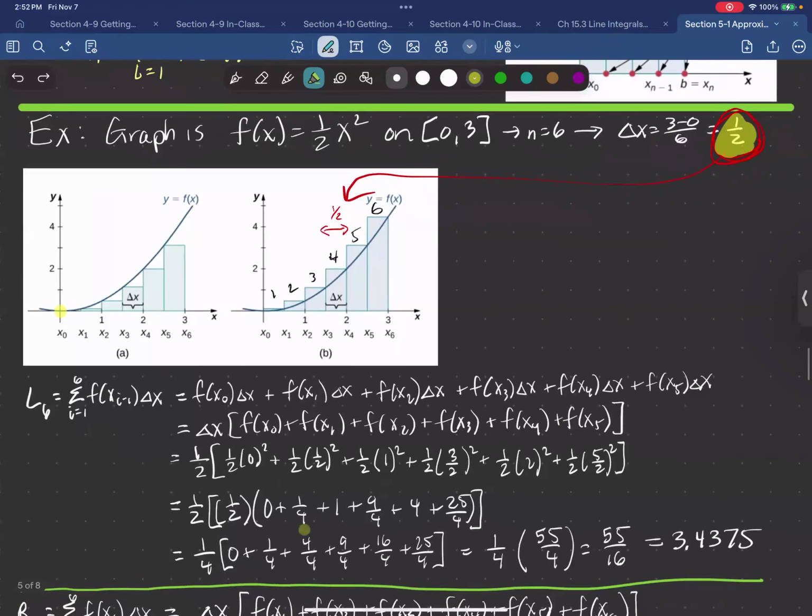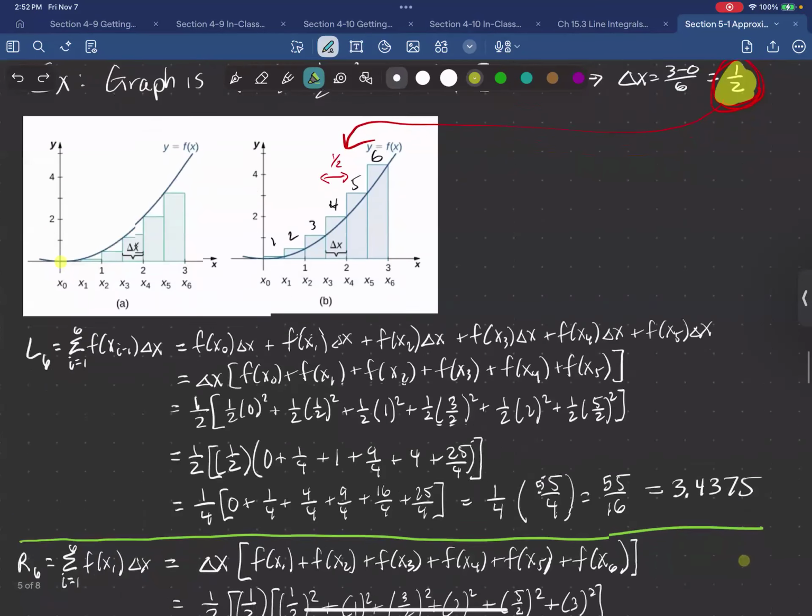And then what I did is I got a common denominator here. 4 over 4 matches this one. 16 over 4 matches 4. This gave me a way to get it all into one fraction, so it was easier to put in the calculator. And so we get 3.4375.